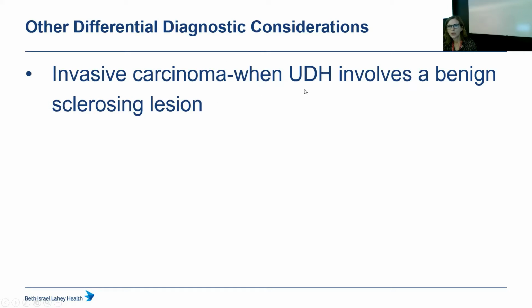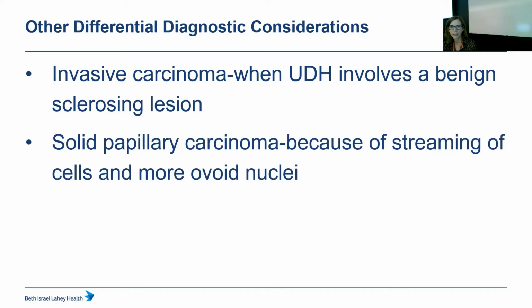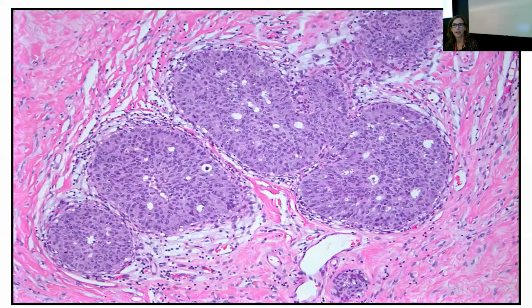So, I think when UDH involves a benign sclerosing lesion, invasive carcinoma or DCIS is obviously in the differential diagnosis. But as I said, look for those myoepithelial cells, be careful about the stroma, and use immunostains as well if necessary. Sometimes solid papillary carcinoma can be a differential diagnostic consideration for usual ductal hyperplasia. Again, because you've got these rounded nests, you've got streaming of the nuclei, more ovoid shaped nuclei. I think that can raise the differential diagnostic consideration, and the fibrovascular core, as I'm sure Eddie will talk about, can be very subtle. And so that can be something that's problematic.